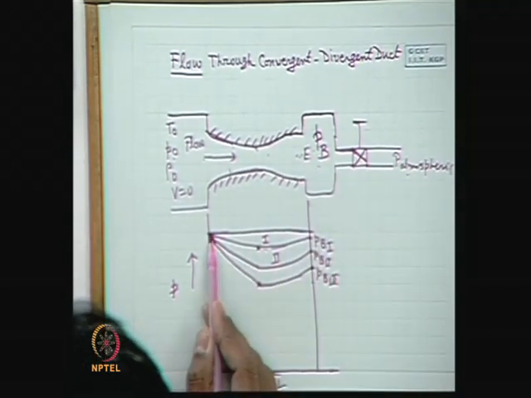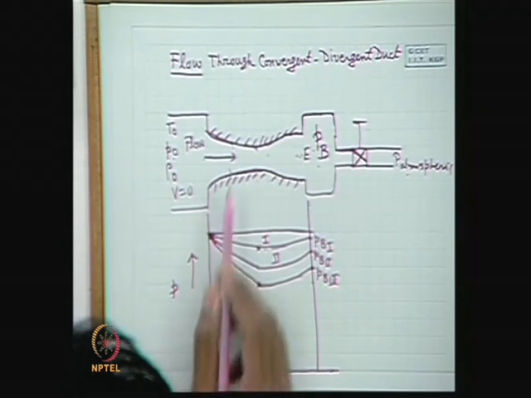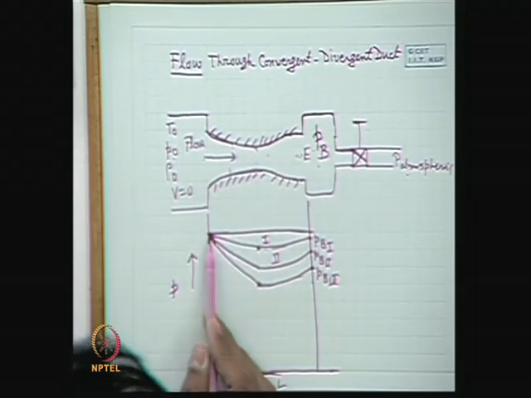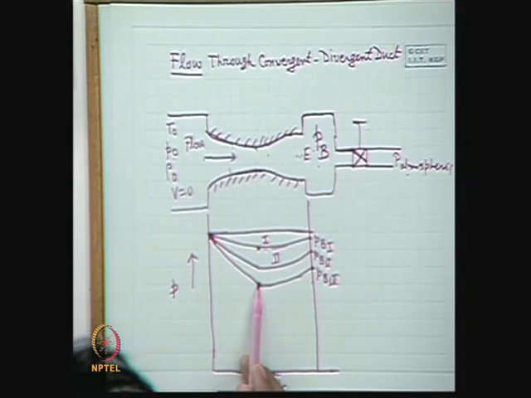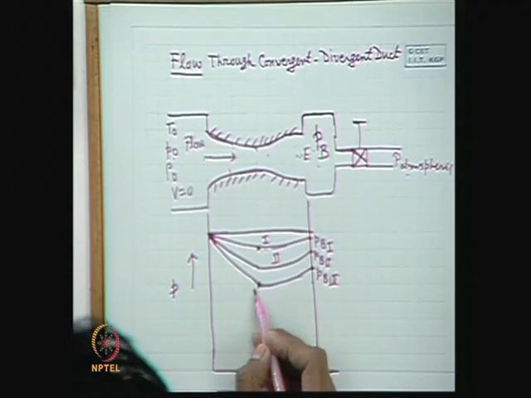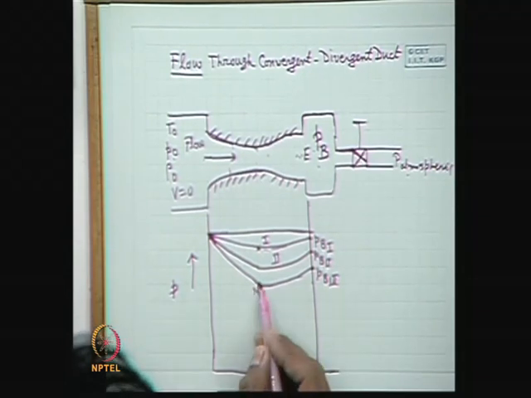So if we go on gradually varying the pressure, we may reach a pressure here where it will act as a venturi meter. That means in the convergent part there will be expansion, there is a nozzle action, a reduction of pressure and increase in velocity. And this maximum velocity will reach sonic, that means M is equal to 1 here.